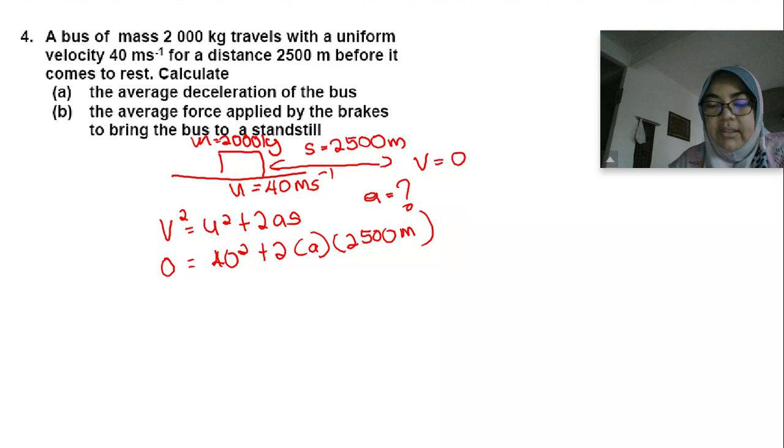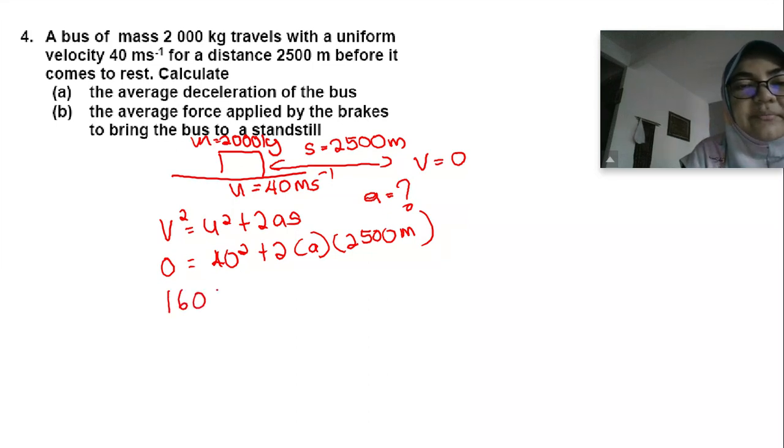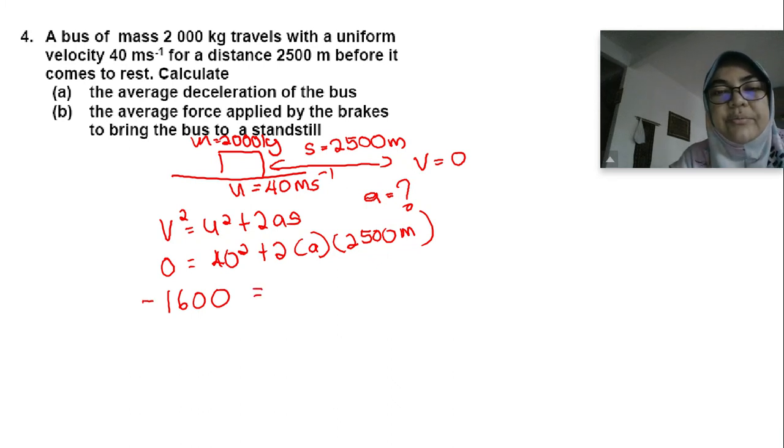Okay, 40 squared is 1600. Negative 1600 equals 2,500 times 2 a, 5,000 a, divided by 5,000.